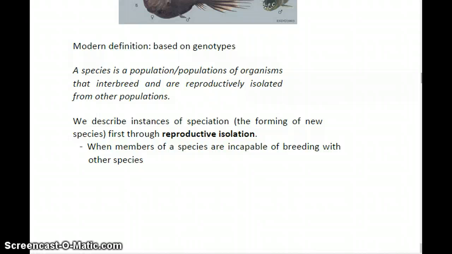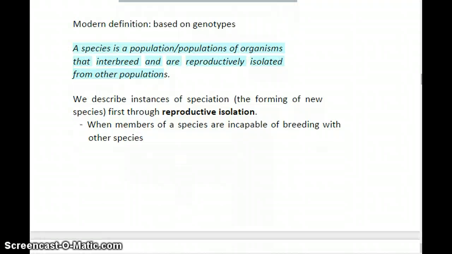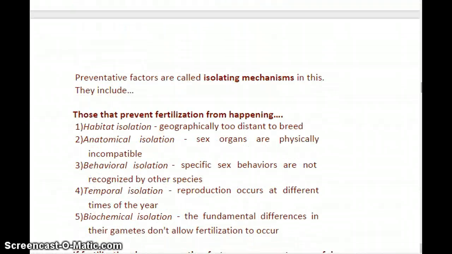The modern definition is based more on genotypes. So what is a species? Well, we look at their genes, who has like genes or similar genes. In this definition, a species is a population or populations of organisms that interbreed and are reproductively isolated from other populations. So they interbreed with each other and they can't interbreed with other populations. We describe this through what's called reproductive isolation. So basically, when members of a species are incapable of breeding with other species, they're considered reproductively isolated, and that's one way we know that they are in fact distinct species.